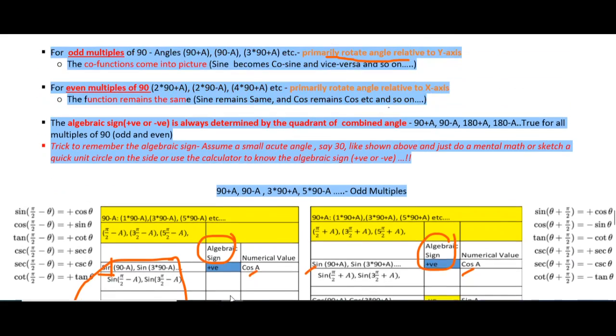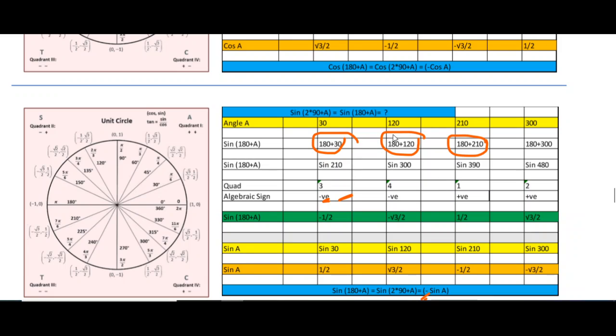So just remember, here I have taken all those four angles, right? Now you understand the concept. But when you apply it, what should be the algebraic sign? Just take any one arbitrary angle. Take one small angle, 30 degrees. And if you say 180 plus a, I'm going to rotate around the x-axis, or it's an even multiple of 180. So I know that the cofunction will not come in. The original function will be the same on the right-hand side.